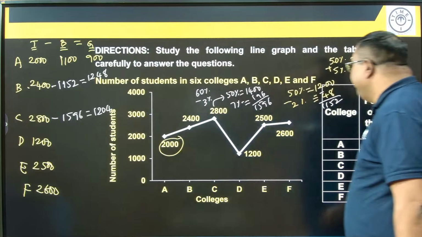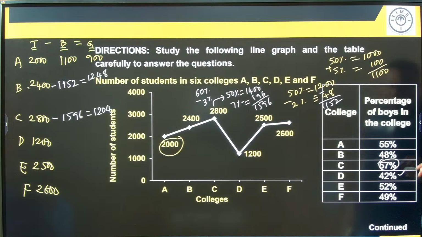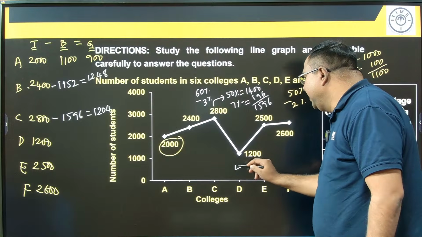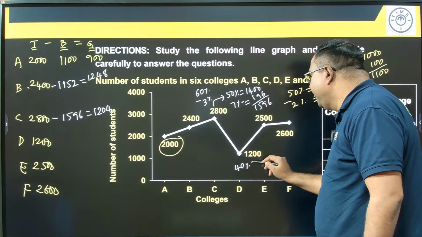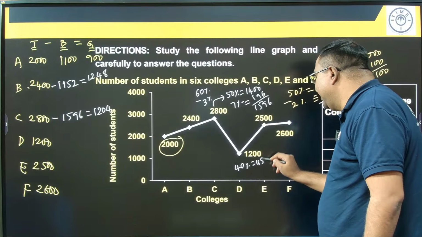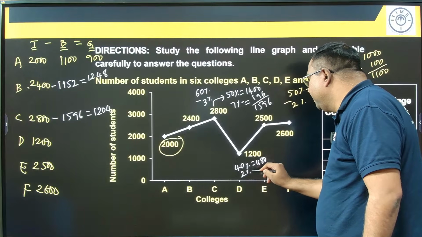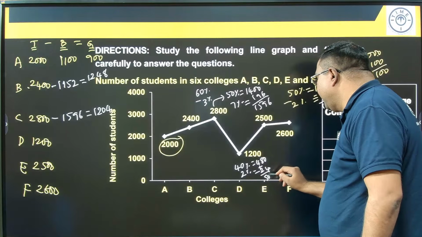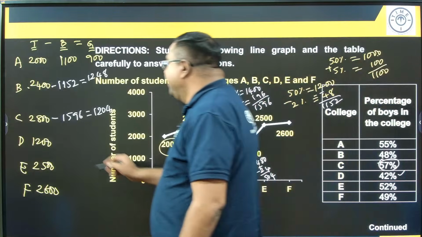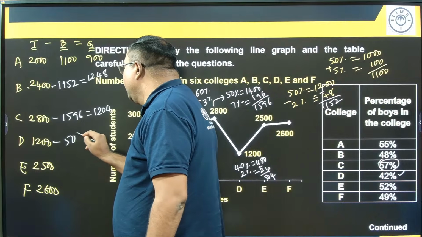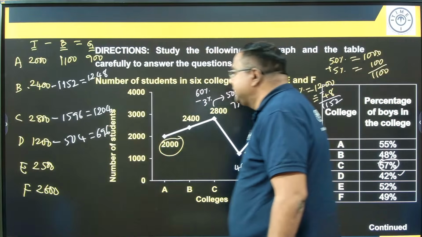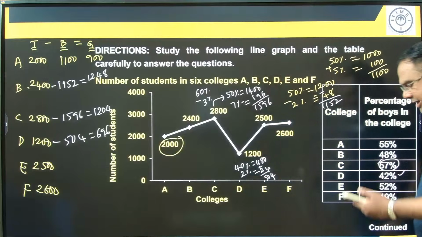Let me take D. D, we have 42%. 42% means it is obviously 40%, 480. 10% is 120, 40% is 480, 2% is 24. 480 plus 24, it is 504. So 504. If I remove 504, it has to be 696, my total number of girls. Right? Let me take E.